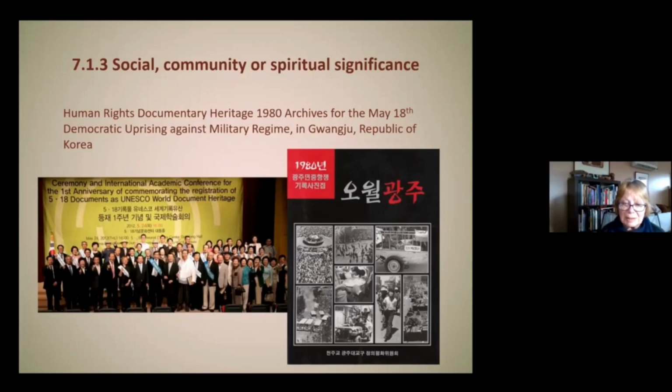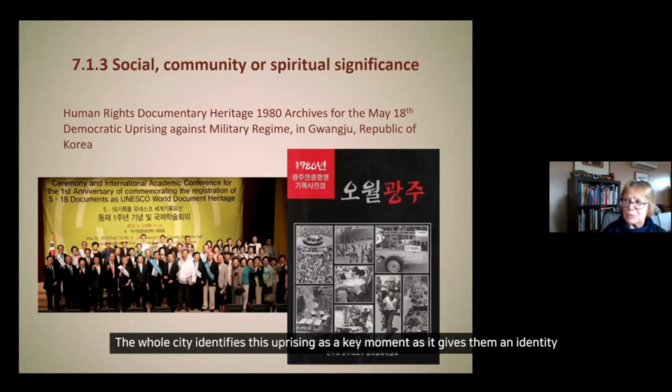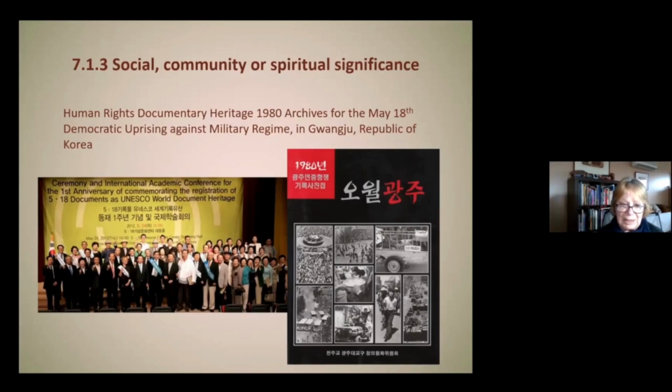And the survivors of this uprising and the people who look after records in Gwangju have preserved these things in a very large archive, and the whole city of Gwangju has taken on the persona of human rights city. So the whole city identifies with this uprising as a key moment, and it's given them an identity. And you can see a ceremony and an academic conference around the commemoration of this particular event a few years ago. I think they still have one every year.